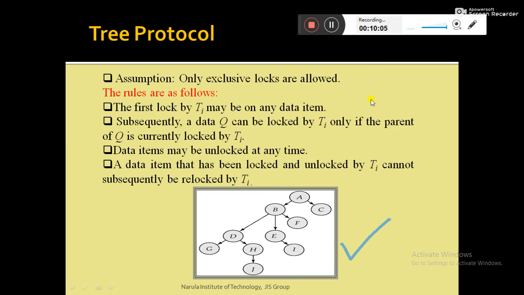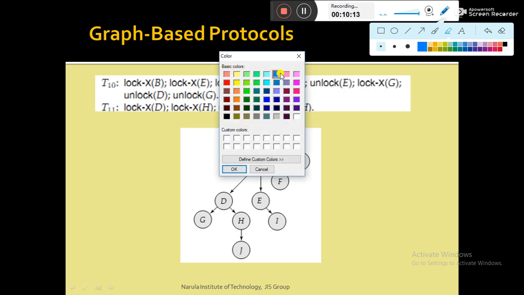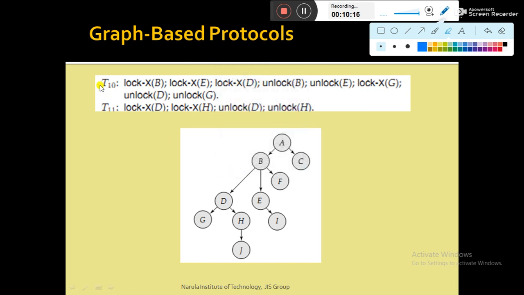Let's take another example of the tree-based protocol in the next slide. Transactions T10 and T11 are given. Suppose we just consider the first one. Transaction T10 is given, and this is the database graph. Now, will transaction T10 be executed or not, and if it executes, will it ensure conflict serializability or not? First, as per the graph-based protocol, any transaction can initially lock any data item. No ordering is required.